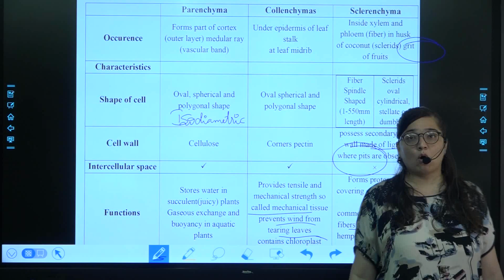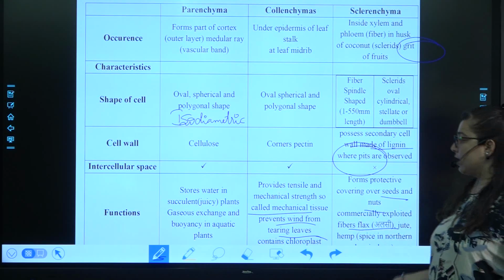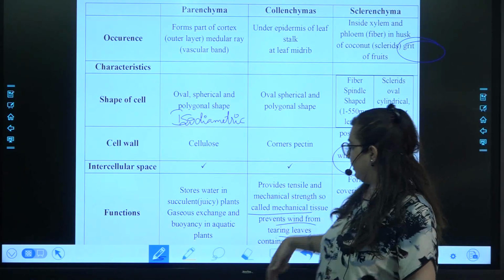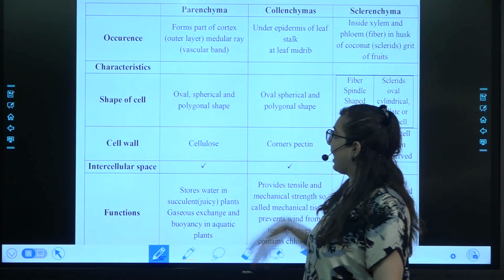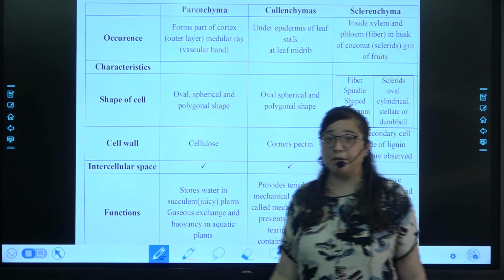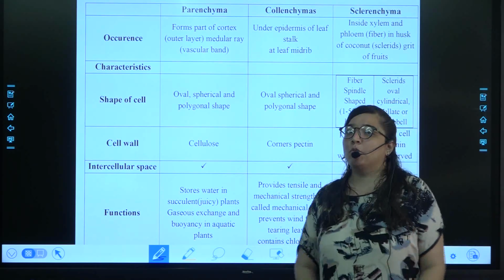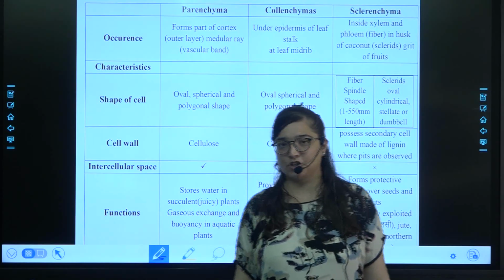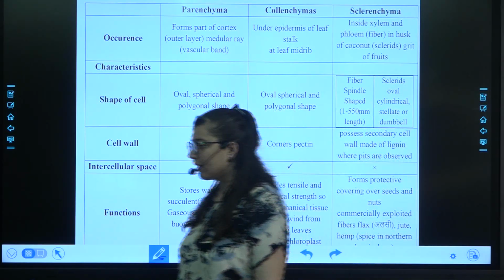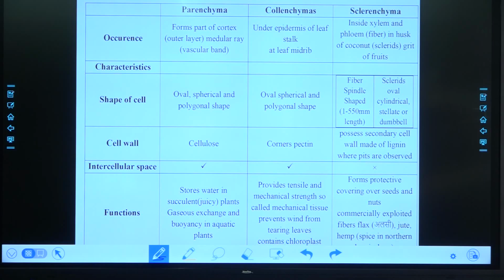Okay, so first of all, note down this whole of the slide. I'm giving you 2 minutes time to note it. Once you note, we'll move further on next types of tissue, that is complex permanent tissue. Be quick. Be quick and note down this. You have to memorize only this much part.